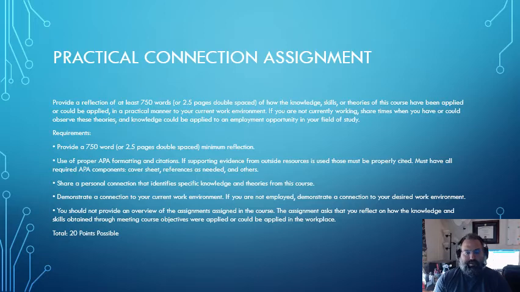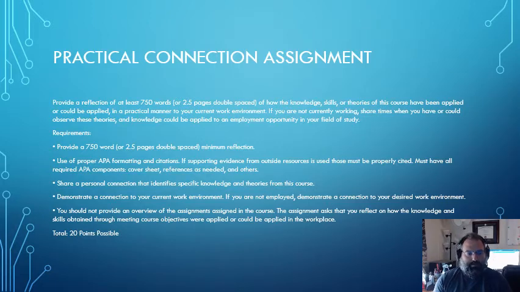The practical connection assignment is intended to show how this course deals with things in your real world setting. So with that in mind, provide a reflection of at least 750 words, which is roughly 2.5 pages double spaced, of how the knowledge, skills, and theories of this course would have been or could have been applied, or can be applied, or will be applied in a practical manner to your current work or future work if you're not currently working. If you are not currently working, share times when you have or could observe these theories and knowledge could be applied to an employment opportunity in your field.